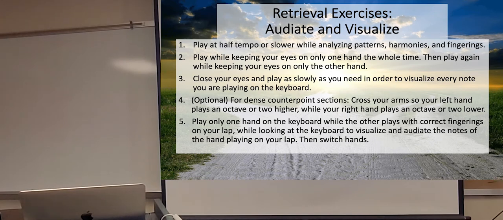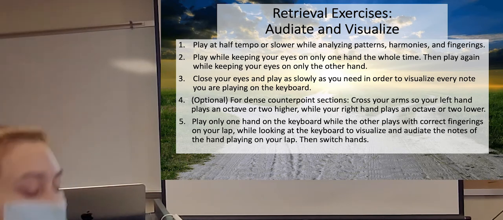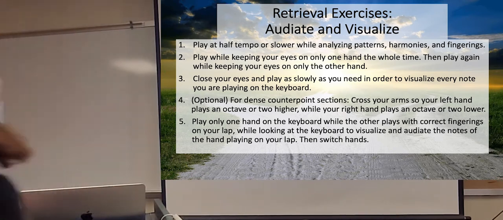So with this one, I would just be playing one hand, and my other hand is going to play on my lap. But as I play, I'm not going to look at the hand that I'm playing on the keyboard. I'm going to look at the notes that my hand playing on my lap would be playing instead. So I'm looking at my left hand notes on the keyboard, going to play my right hand on my lap, and then my eyes are going to be looking at where my right hand would be playing to see if I can visualize the notes. Does that make sense?